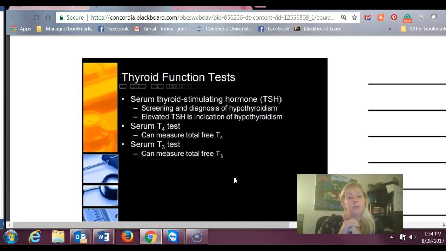When people come in with symptoms, we will draw their blood and check for the TSH. Elevated TSH is hypo, so up, down, it's not working. Serum T4 test can measure the total free T4 and a total free T3. So when you're getting these tests, you order a serum free T4 and a T3. It's rare that we get a free T3. It's actually a T3. So we'll get the TSH, a free T4, and a T3.